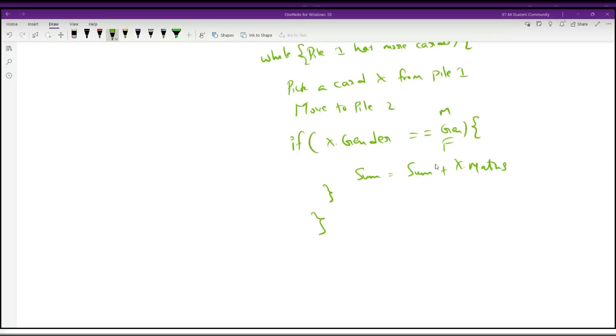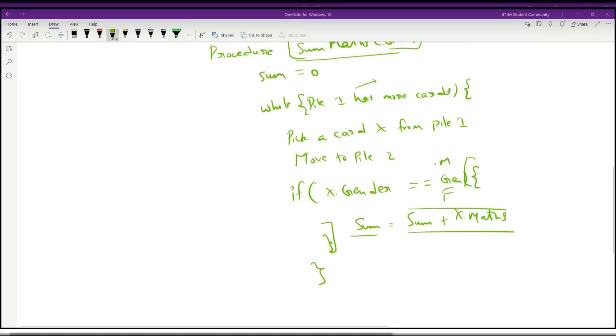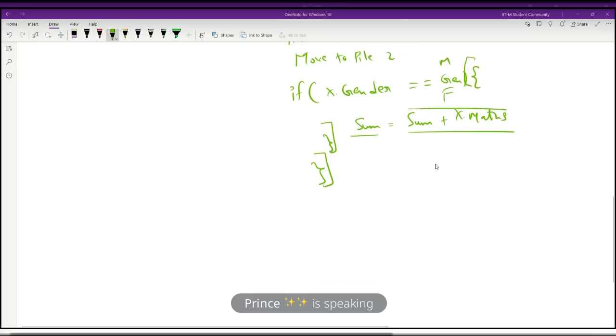Now, what should we do here? We added the sum; we updated the sum with the marks of the candidate. Now, after adding, what should we do? We also completed this particular thing. This entire thing is one branch, and this is another branch. We end it with returning the sum. Yes, we should return the sum.